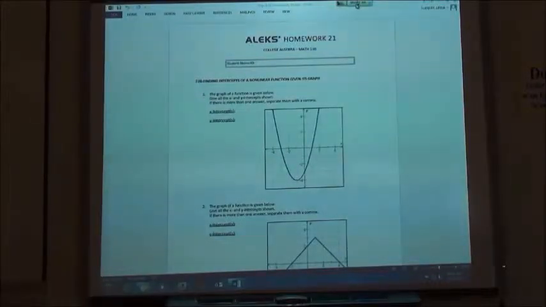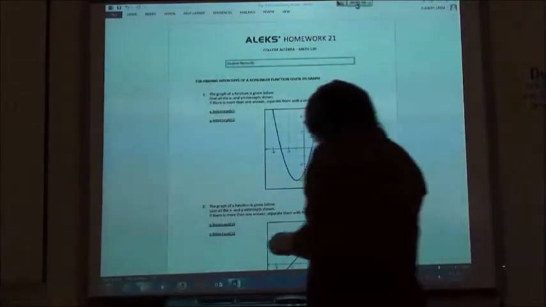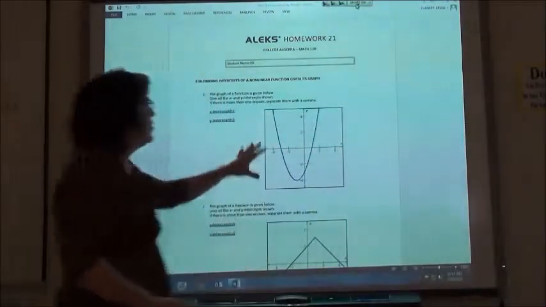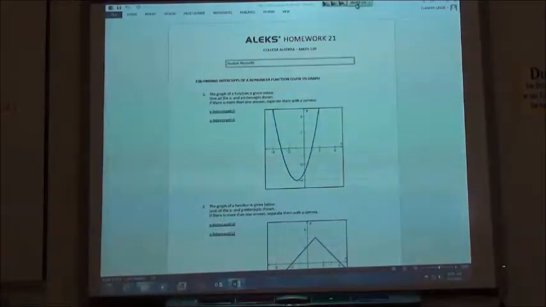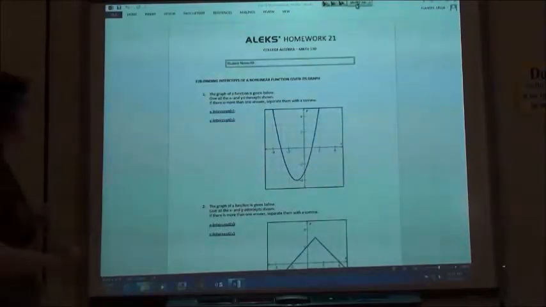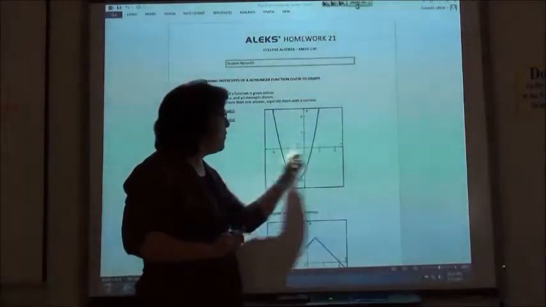So homework day 21, continuing on with our graphing. The first one is wanting you to recognize where your x-intercept and your y-intercepts are. Your x-intercepts are where it touches the x-axis. The y-intercept, where does it touch the y-axis? So, sometimes you'll have more than one answer.